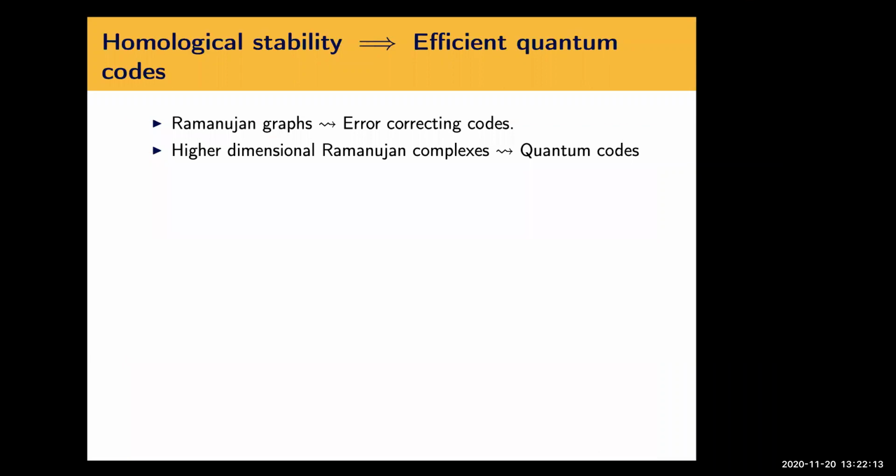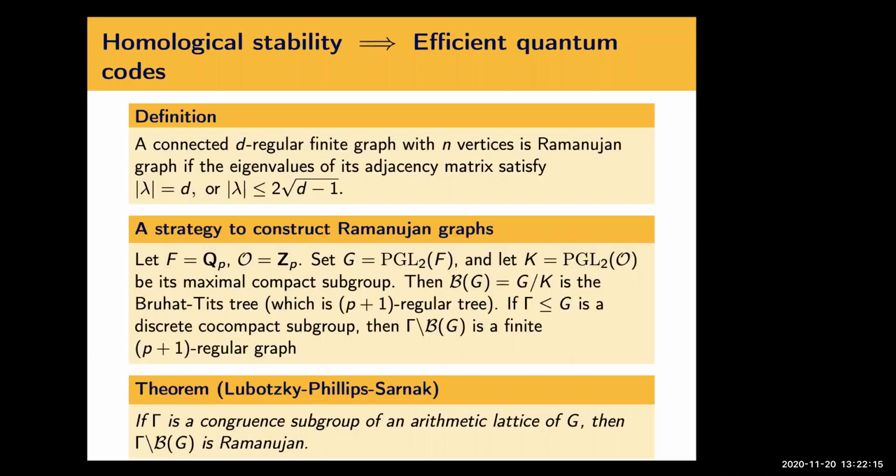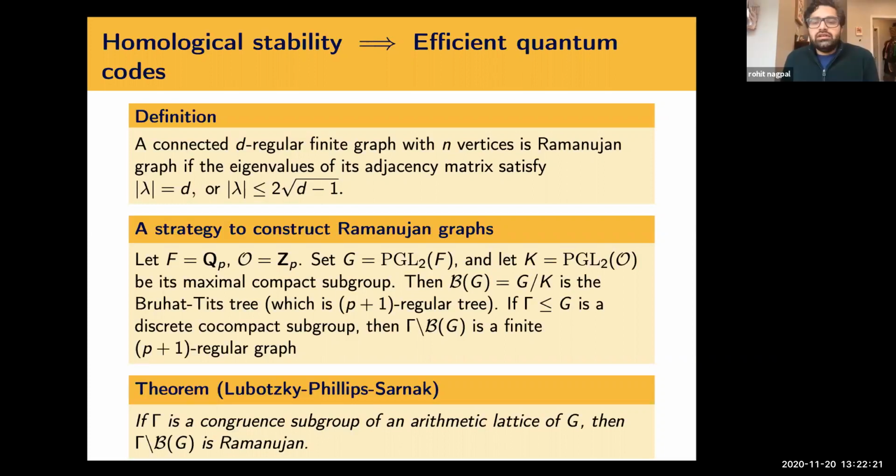Rohit, sorry. Did you say what the nodes and what the edges are? I don't think I completely understand that. So I think you should think of nodes as lines inside... so p plus one regular. So you should think of the vertices of these Bruhat-Tits trees as just the lines inside the two-dimensional projective space, I think.